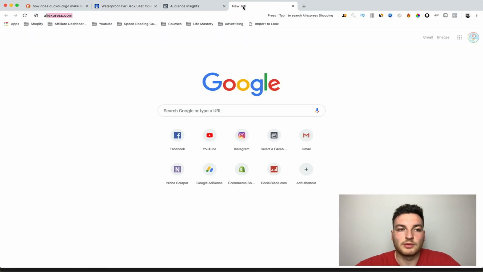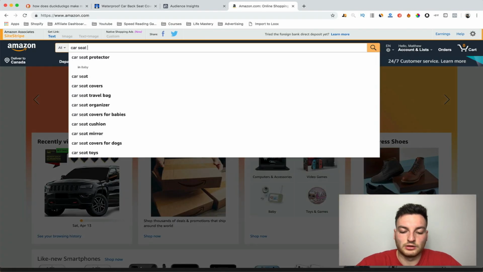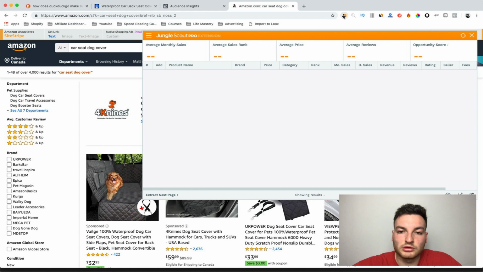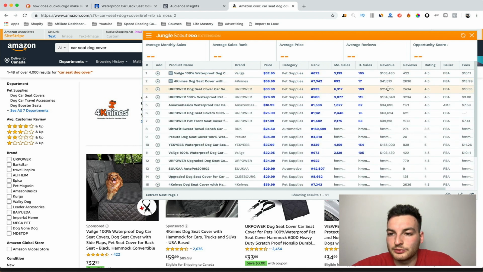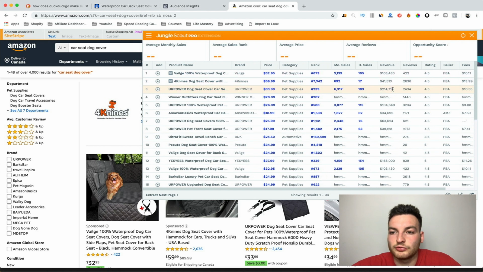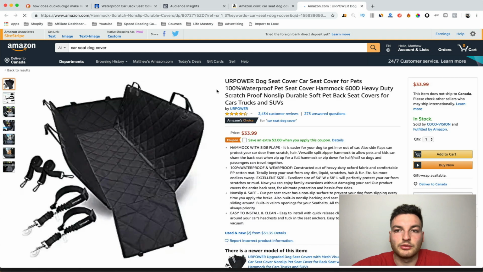And another way that you can come up with this stuff is actually just going to Amazon.com. And on Amazon, you can just write car seat dog cover. What I like to do is I use Jungle Scout here to figure out who's doing the best. So let's see. Okay, so this person is doing really, really well. They have $214,000 per month in revenue. So that's insane, selling at $33.